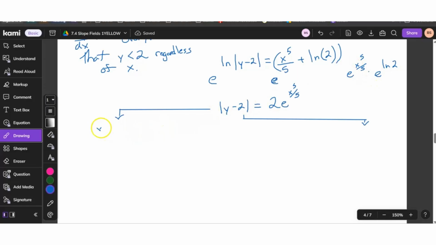Okay, so now I've got to do it where y minus 2 stays the same, 2e^(x to the 5th over 5), or we reverse all the signs, so it becomes 2 minus y equals 2e^(x to the 5th over 5). And remember our initial condition, f of 0 equals 0. It has to pass that.